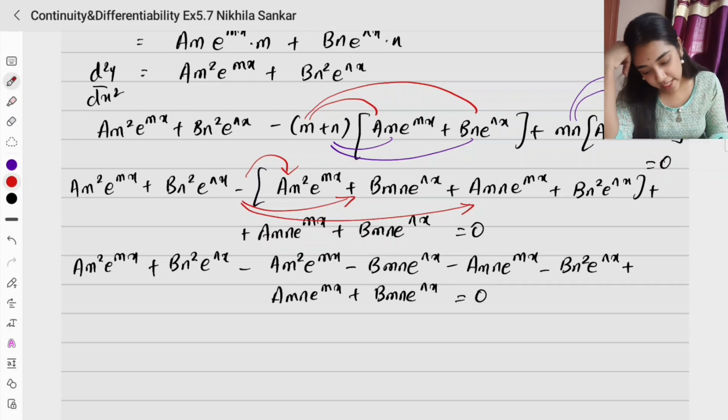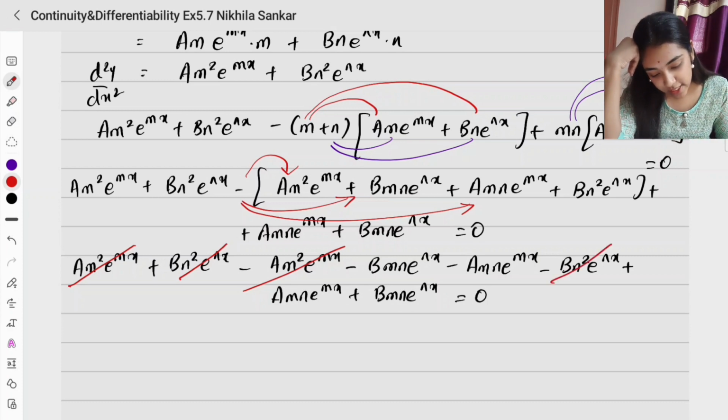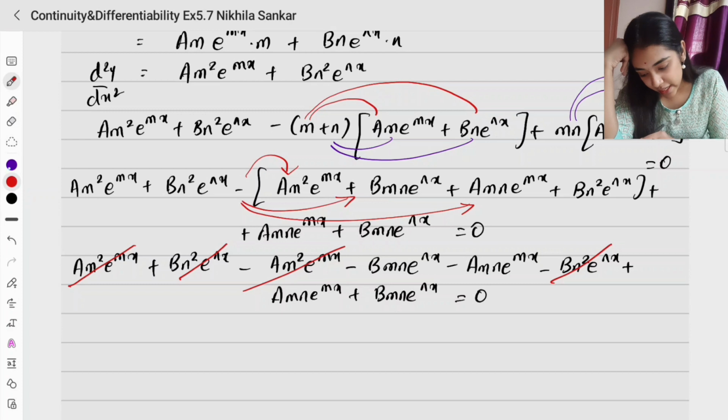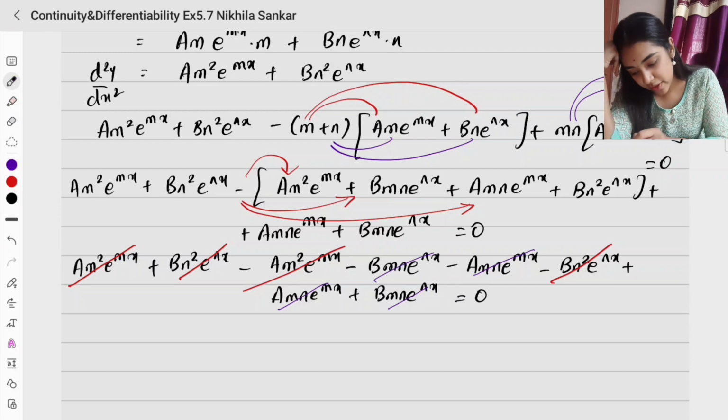Now can we cancel all the common terms? So I'll have a m square e to the mx, a m square e to the mx. Then what else is common? b n square e to the nx minus b n square e to the nx. What else is common? Here a m n e to the mx, a m n e to the mx, and b m n also cancels. So everything is getting cancelled.